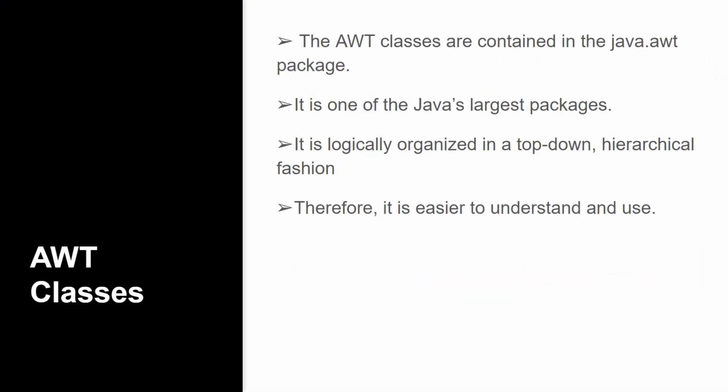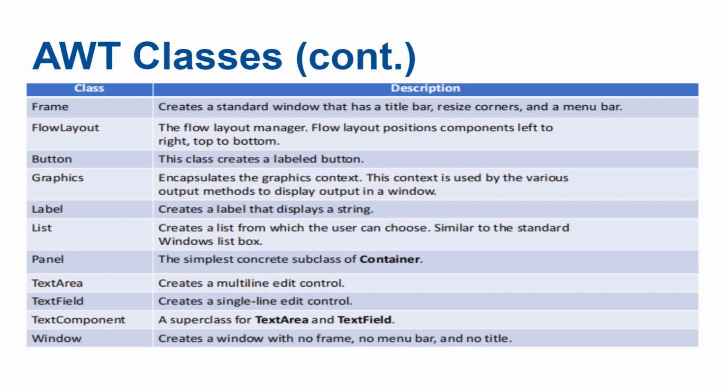Now we take a look at AWT classes. Okay, so AWT classes are contained in the java.awt package. It is one of Java's largest packages. It is logically organized in a top-down hierarchical fashion. Therefore, it is easier to understand and use. Now we know about AWT classes.